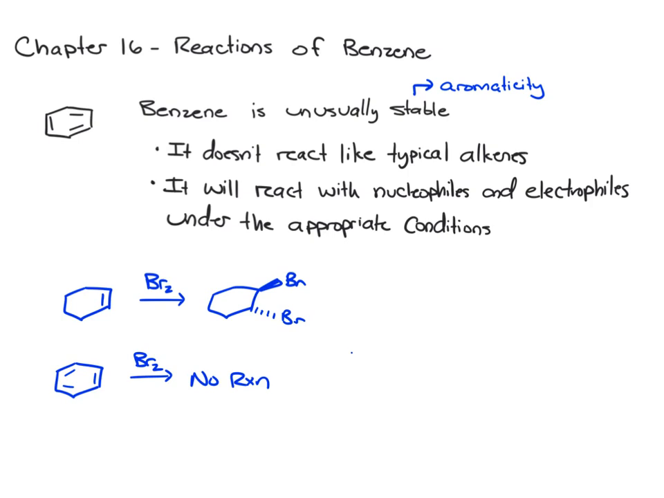What we do find, however, is that benzene will react with both nucleophiles and electrophiles under the appropriate conditions. So here bromine's acting as an electrophile, but the conditions just aren't right. It's not electrophilic enough to react with benzene, but there's going to be a way that we can make this happen.